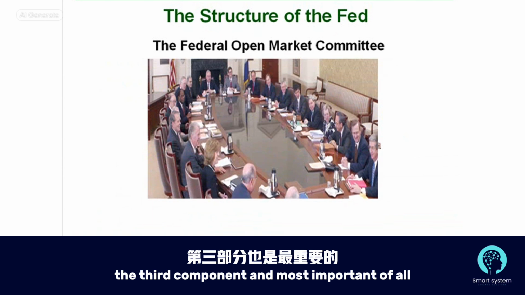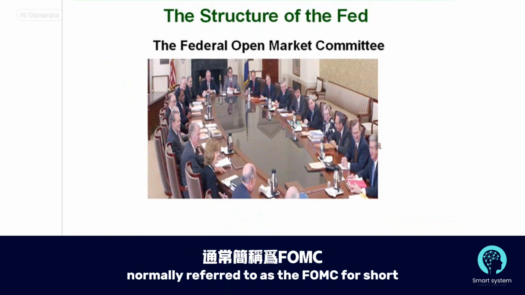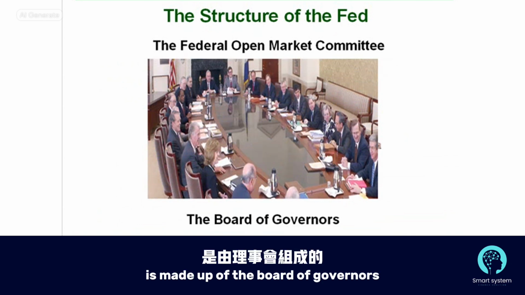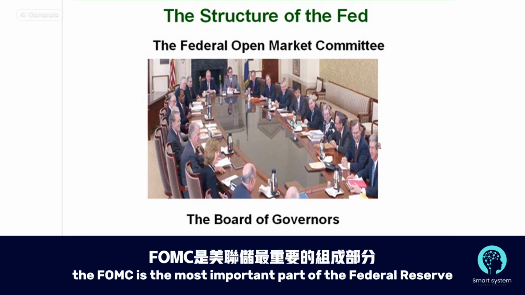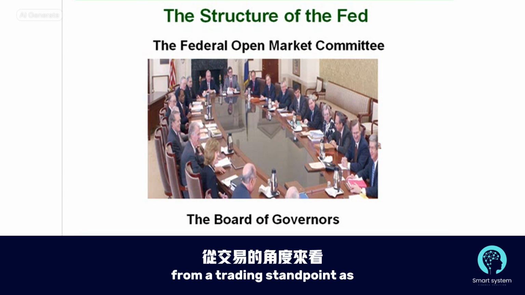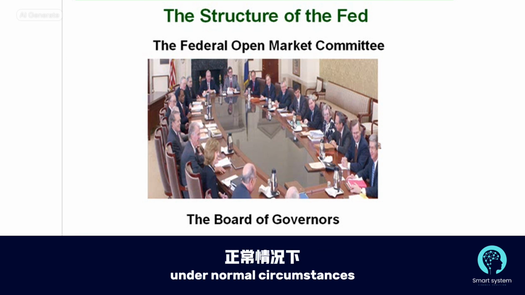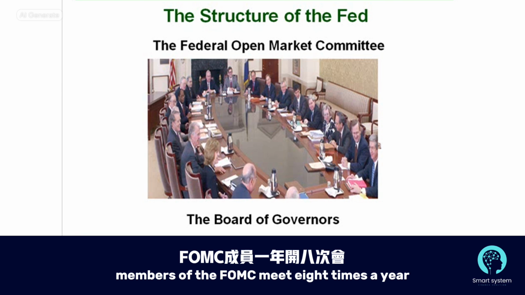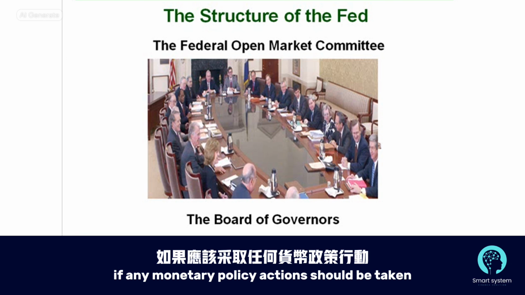The third component, and most important of all, is the Federal Open Market Committee, normally referred to as the FOMC for short. This part of the system is made up of the Board of Governors and the 12 presidents of the regional reserve banks. The FOMC is the most important part of the Federal Reserve from a trading standpoint, as it is the entity that is responsible for monetary policy. Under normal circumstances, members of the FOMC meet 8 times a year to discuss the economic conditions and vote on what, if any, monetary policy actions should be taken.